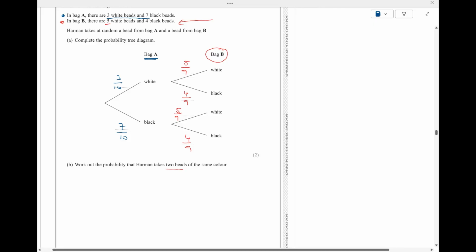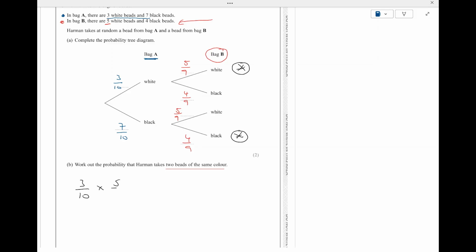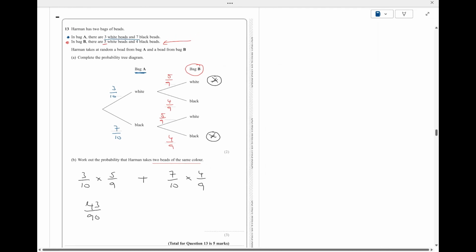Work out the probability that we take 2 beads of the same colour. So that's going to be white, white, or black, black, isn't it? Well, the probability of white, white is 3/10 times 5/9, and then I'm going to add the probability of taking a black followed by a black. So all I've got to do is put that in my calculator. So 3/10 times 5 over 9 plus 7/10 times 4 over 9 gives me an answer of 43/90. So that is question 13 done.